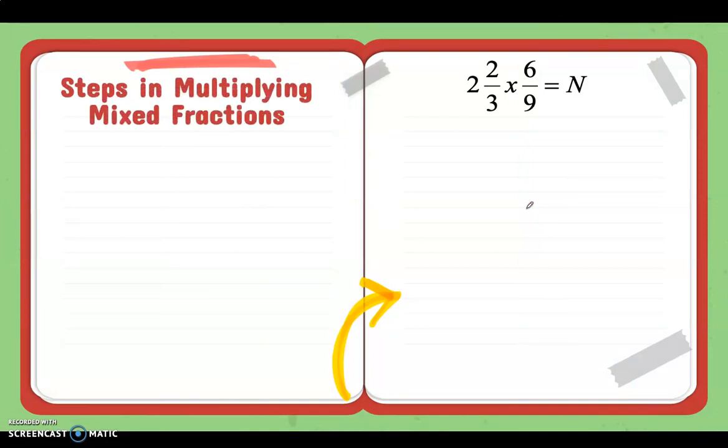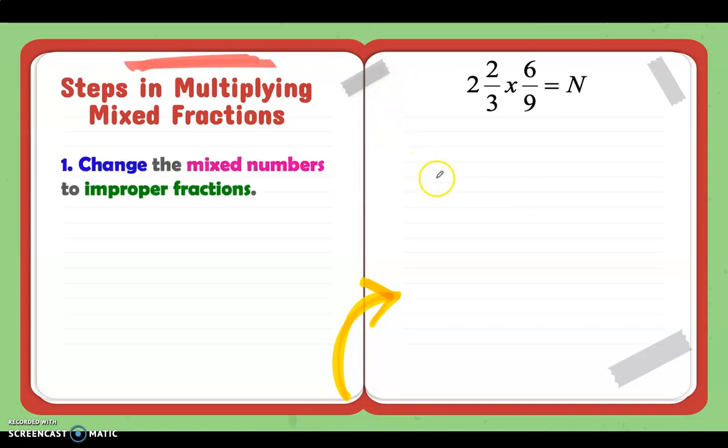Now, what if it is a mixed fraction? In this example, 2 and 2/3 multiplied by 6/9. So what you're going to do is to change the mixed number to an improper fraction. To change a mixed number to an improper fraction, this is the step. 2 and 2/3. You multiply the denominator and the whole number. Then the answer, you add it to the numerator. So we have 3 times 2 is 6, plus 2 is 8. Then copy the denominator, which is 3. So the improper fraction of 2 and 2/3 is 8/3.